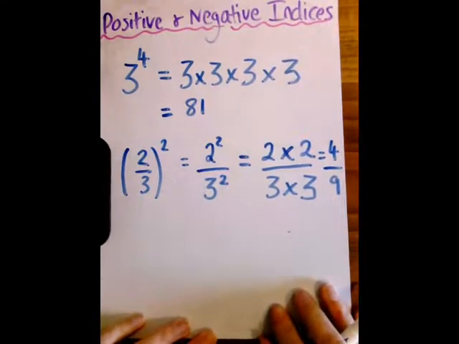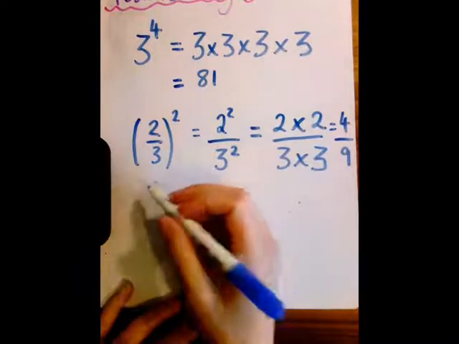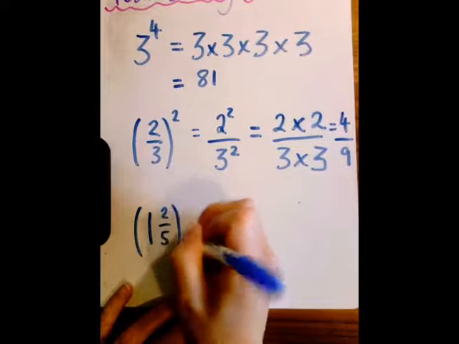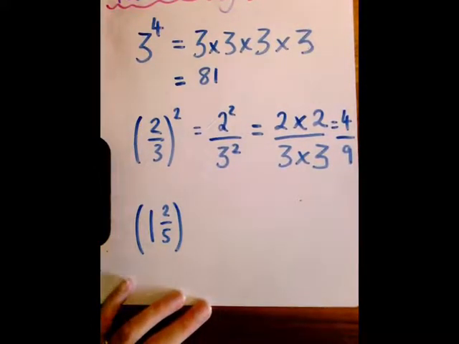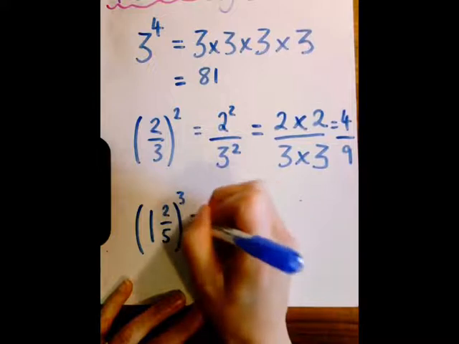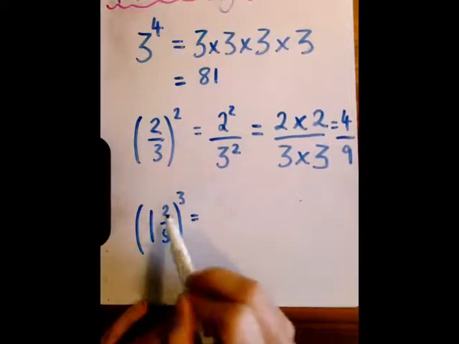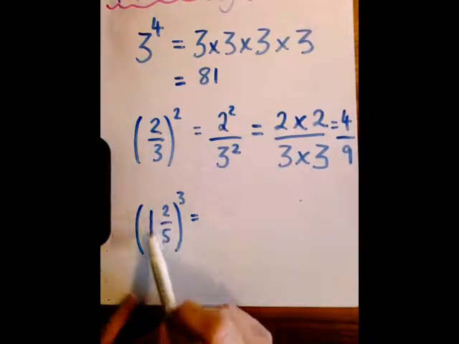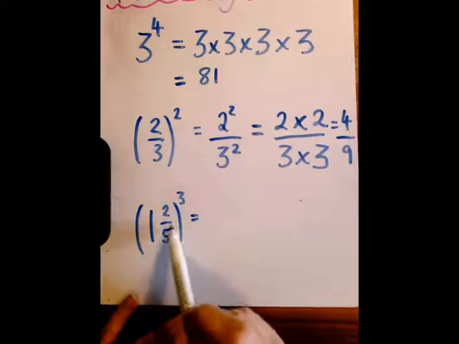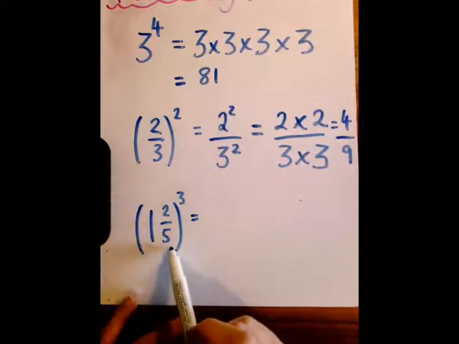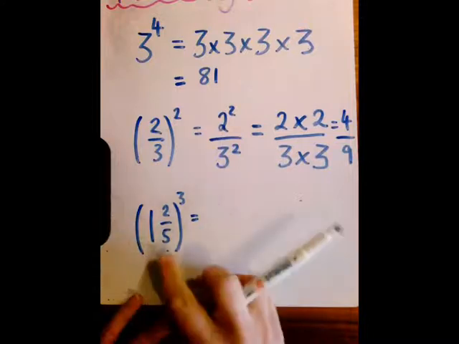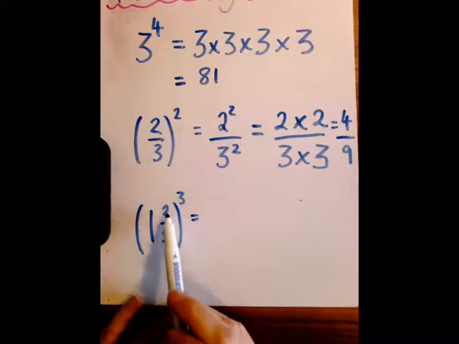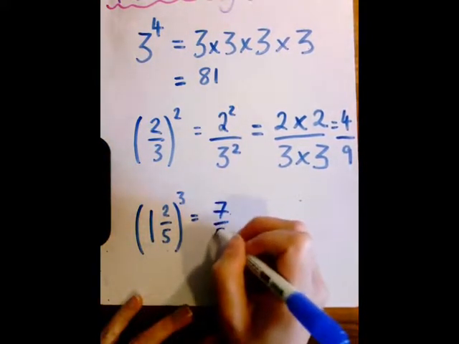Also, you could have this for mixed fractions. So let's say we had 1 and 2/5 to the power of 3. What you'd want to do in this case is, first of all, change this to an improper fraction. So if you remember, if this is 1 whole and 2/5, because the second part is out of 5 for the fifths, you want to think of it all in fifths. So a whole would be 5/5, and then we've got 2 more. So that would be 7/5 altogether.